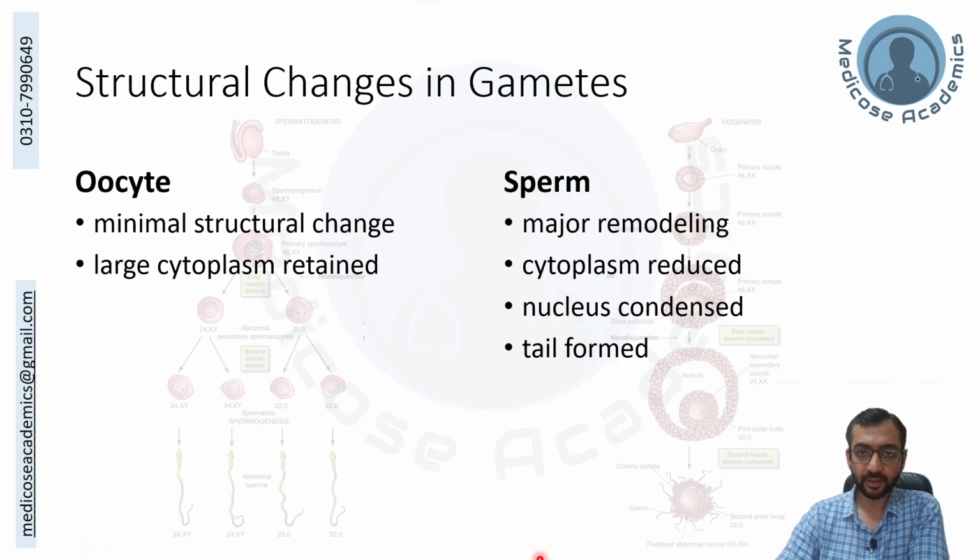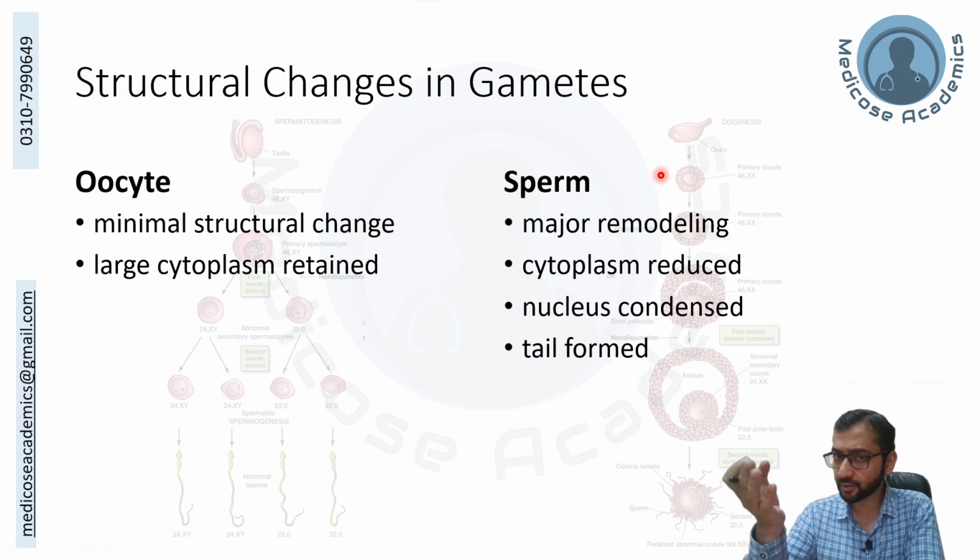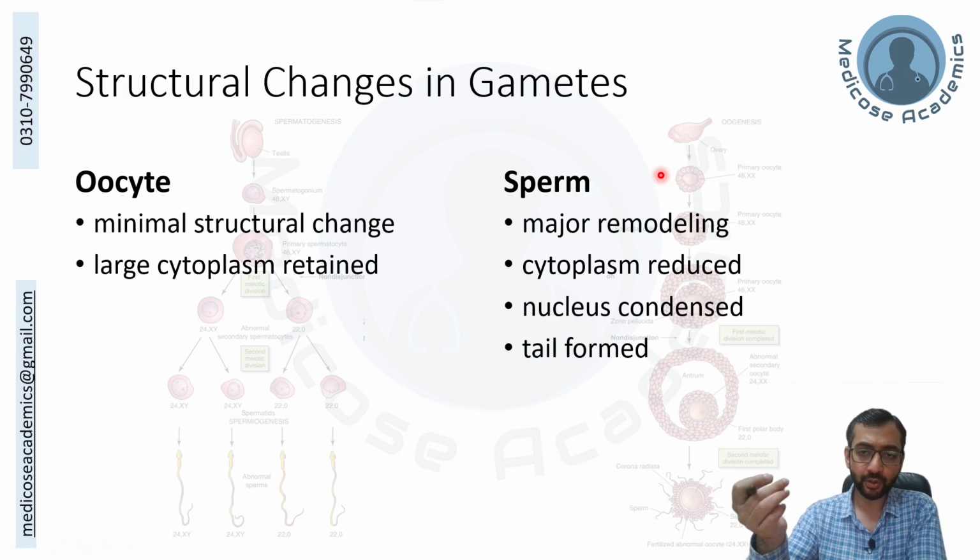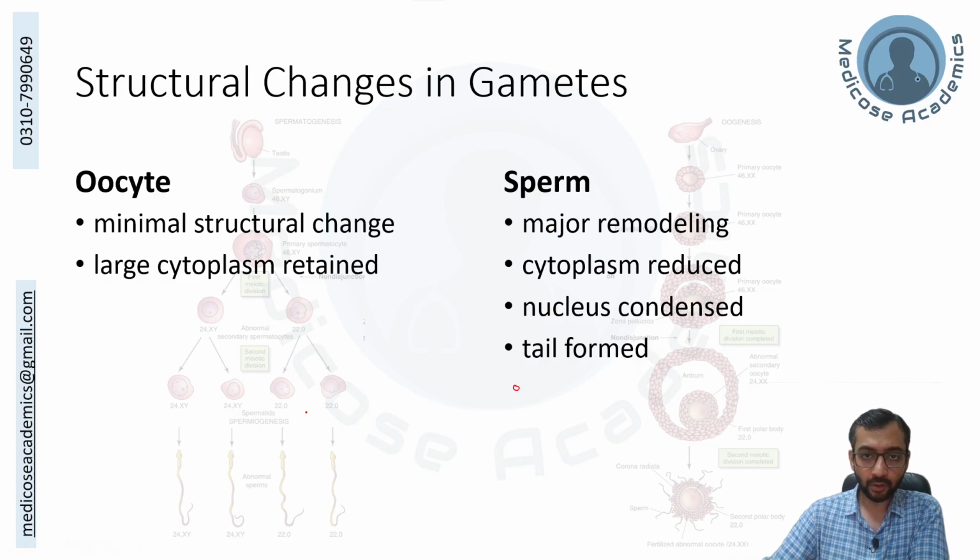Structural changes after the process: after ovulation, there are minimal structural changes. Large cytoplasm is retained as it was present in the previous steps. So you don't see much physical change from the primary oocyte all the way to the secondary oocyte and ovum. Yes, there are DNA changes and it becomes haploid, but the cytoplasm does not change its shape drastically, as compared to sperm, which undergo major remodeling where cytoplasm is reduced and shed off, the nucleus is condensed, the acrosomal cap is placed, and the tail is formed. So it altogether changes shape after the meiosis.